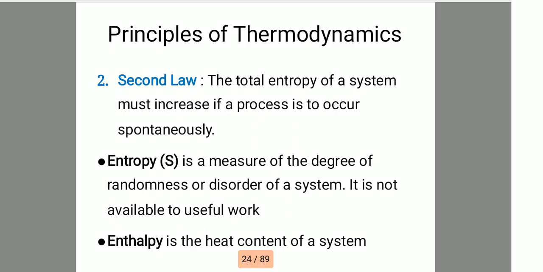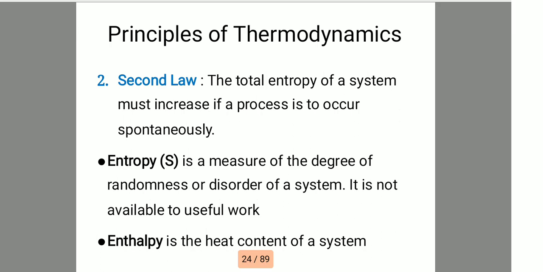Second law of thermodynamics: the entropy of a system must increase if a process is to occur spontaneously. A reaction occurs spontaneously if delta E is negative or if the entropy of the system increases. Entropy is a measure of the degree of randomness or disorder of a system. A closed system approaches a state of equilibrium.